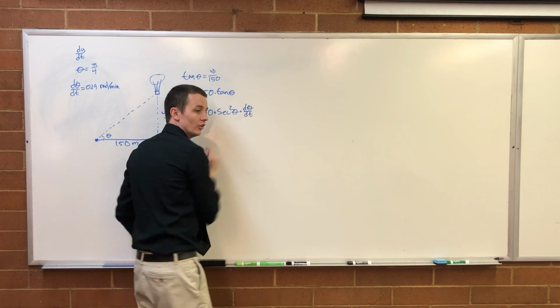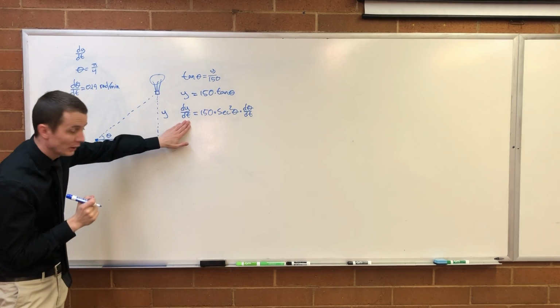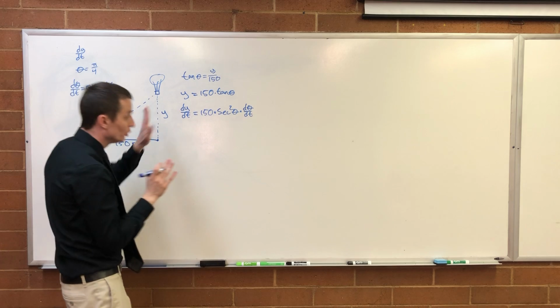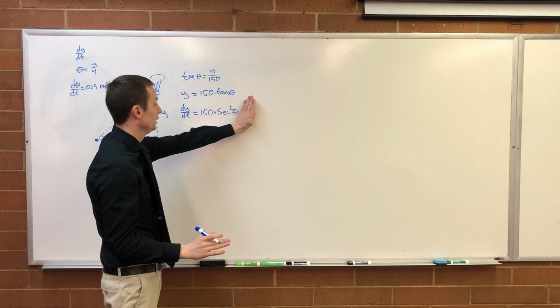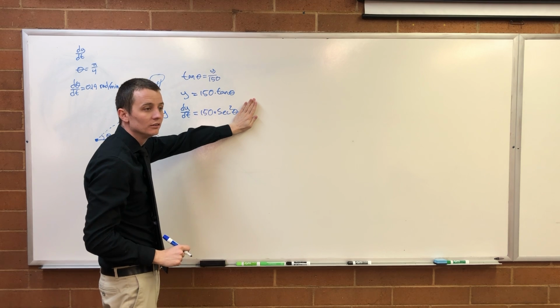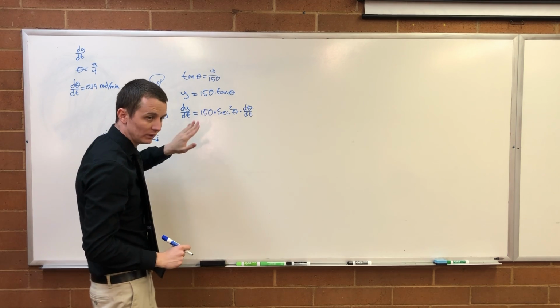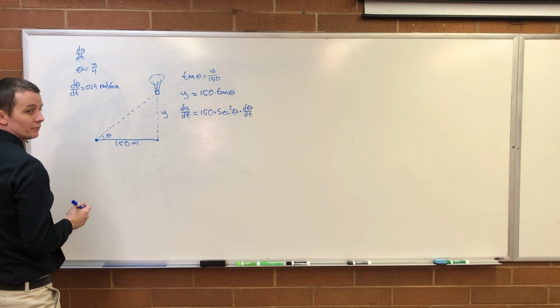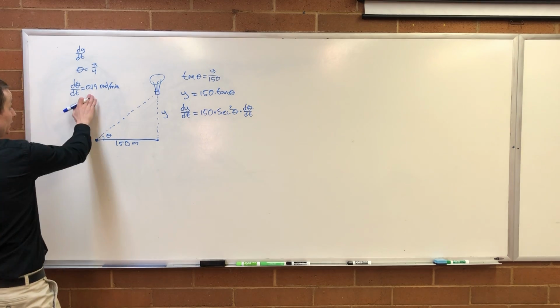Remember, we're doing the derivative with respect to t. If we were doing the derivative with respect to theta, we would have been done, because it would have been d theta, which is 1. Okay. That's the derivative with respect to time. And we already know that.